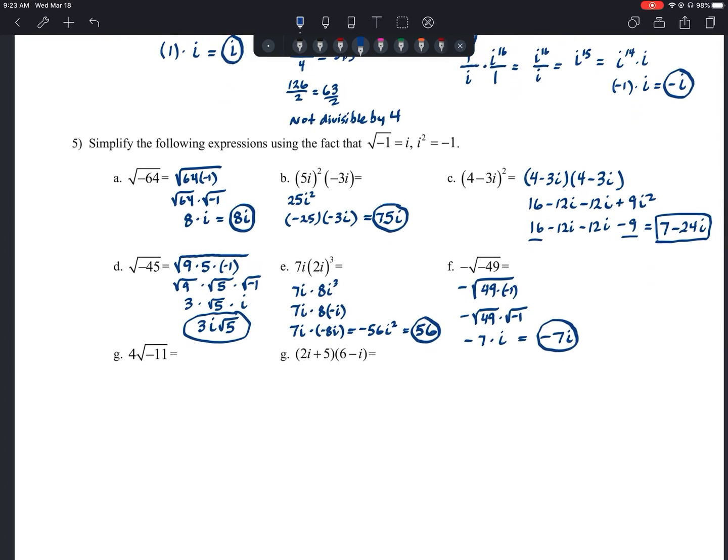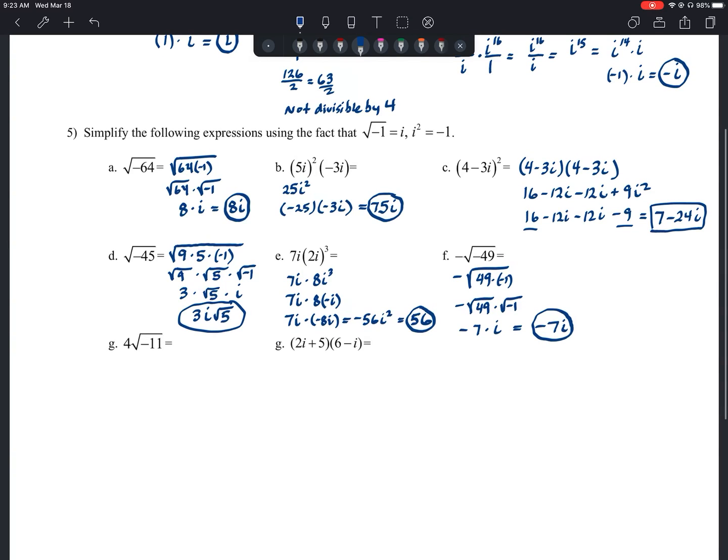Almost done, almost done. 2 more. So 4 times the square root of negative 11. Okay, so we got 4. Now when we take that square root of negative 11, that's 11 times negative 1. We'll break it apart. Now we can't take the square root of 11. That's still going to be what it is, but our square root of negative 1 becomes an i, so we'll end up with 4i times the square root of 11.